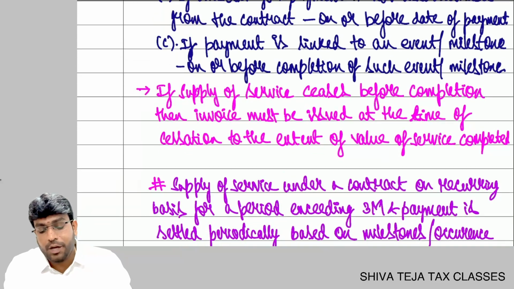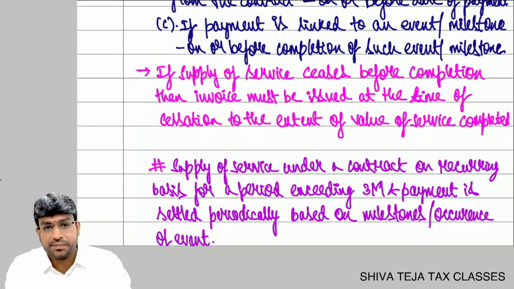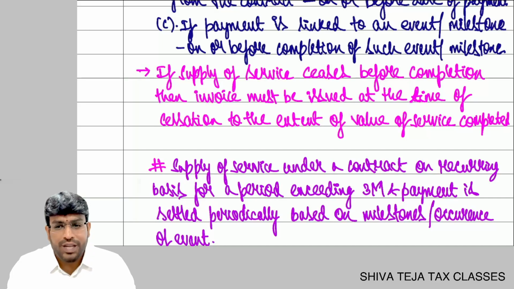And in continuous supply of goods, did we hear a word called 3 months? In continuous supply of goods, do we have a word called 3 months? No. But this 3 months word is very clearly given in service. In service, we call it continuous supply of service only if it is for a period more than 3 months.